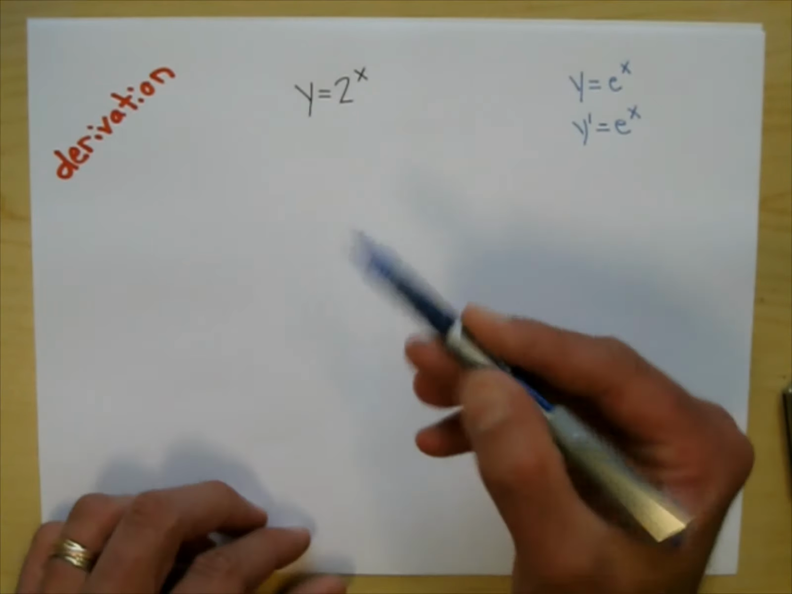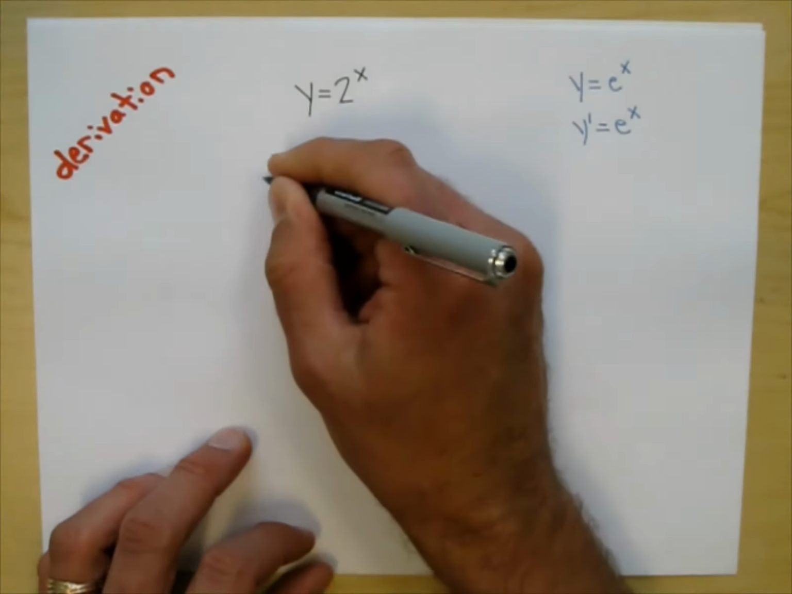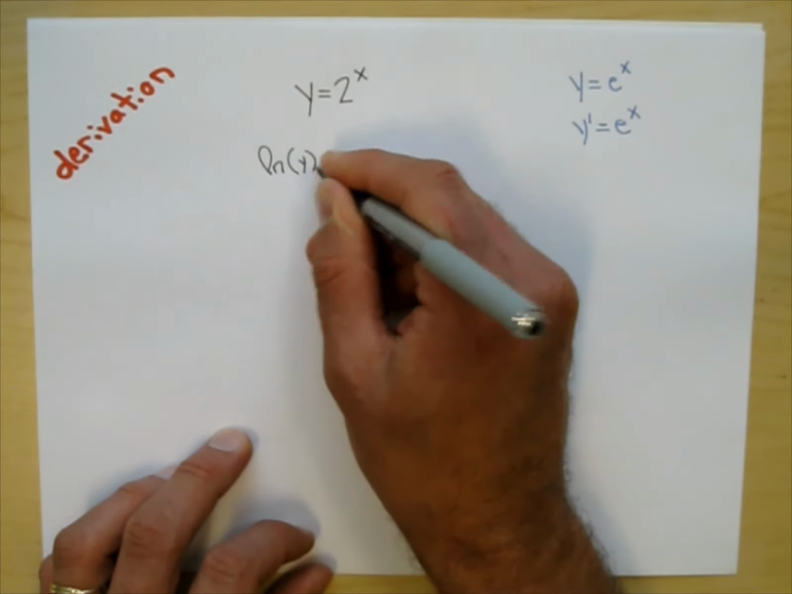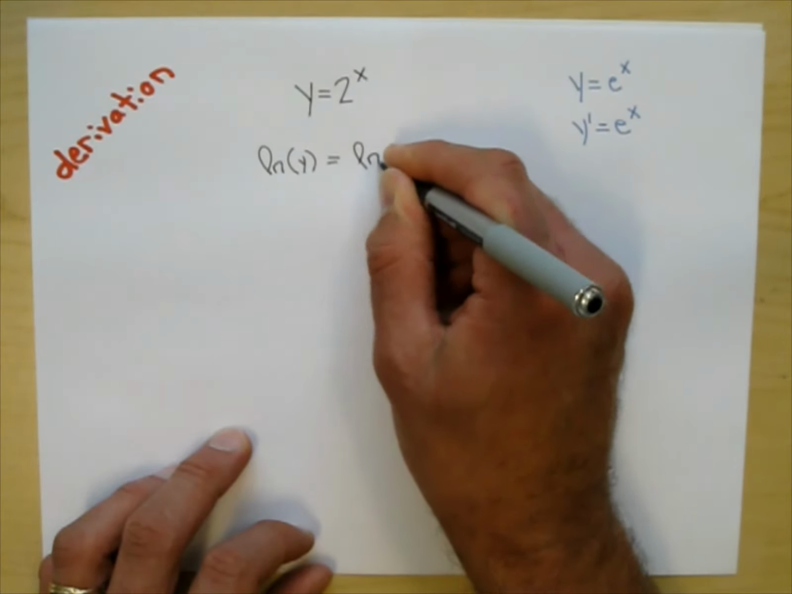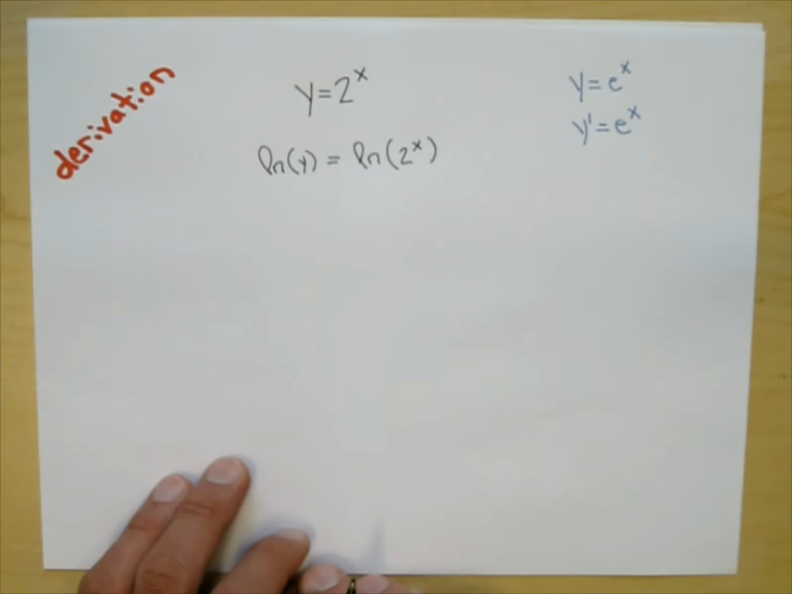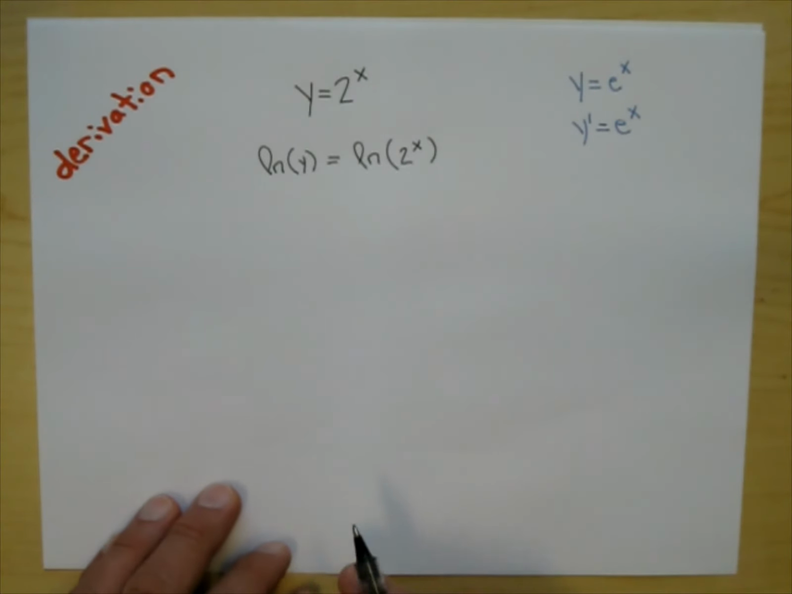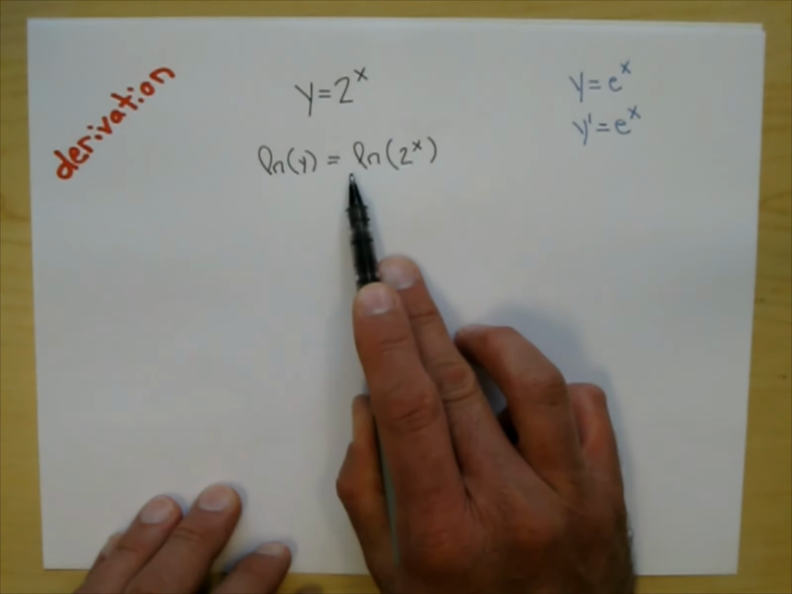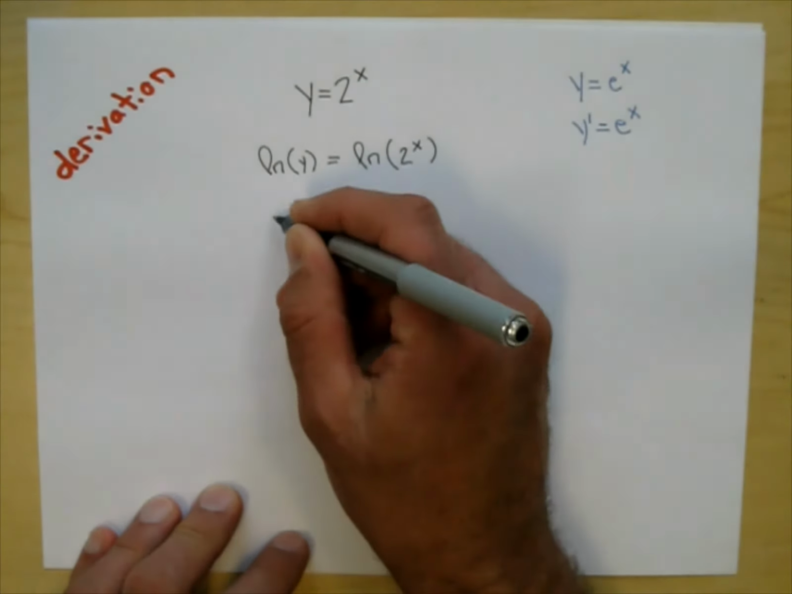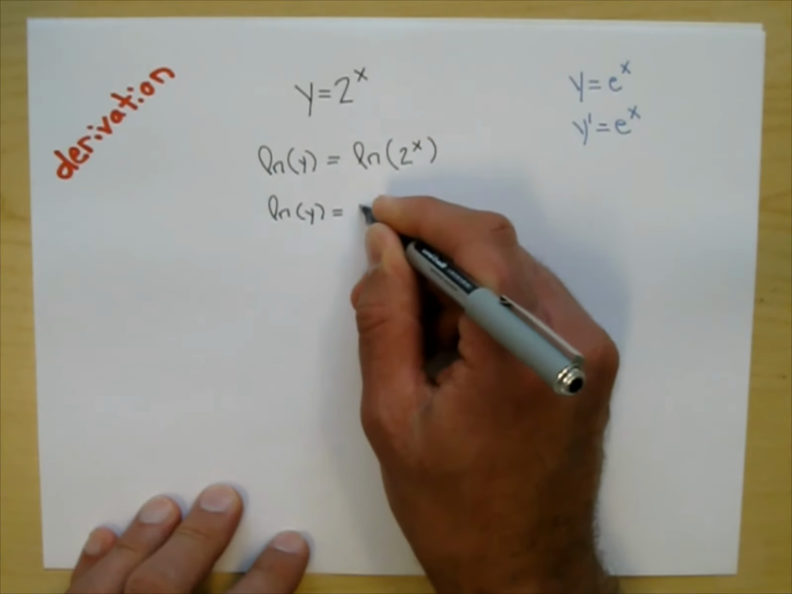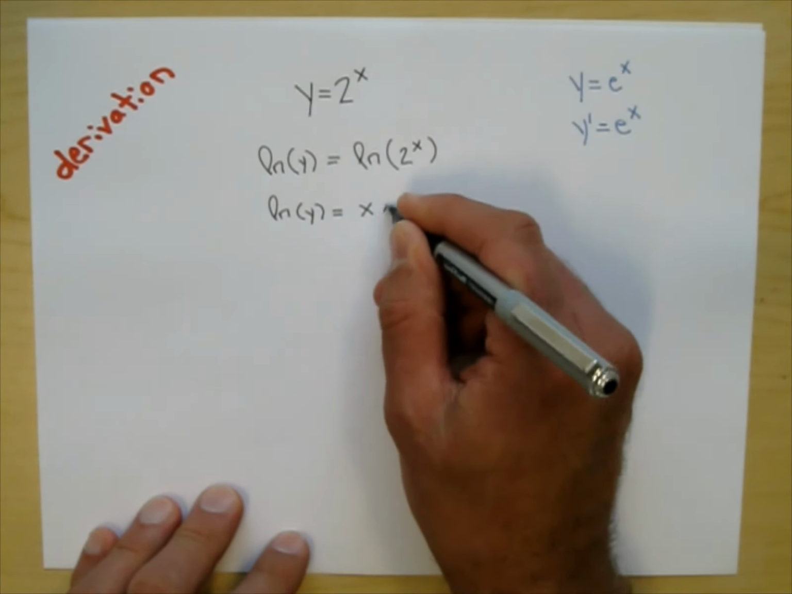Well, what we're going to do is we're going to ln both sides of this equation. Ln of y equals ln 2 to the x. So we're using a little logarithmic differentiation. And the reason I did that is now I can see this x can jump out front from the power rule of logarithms. So that's what I'm going to do next. ln y equals x ln 2.